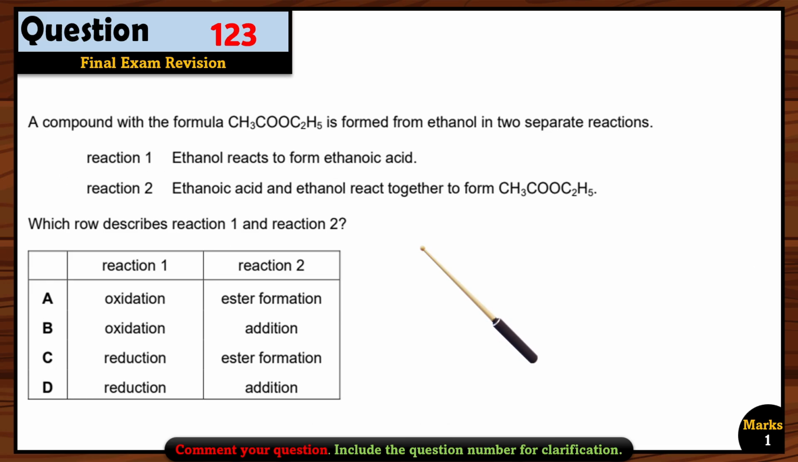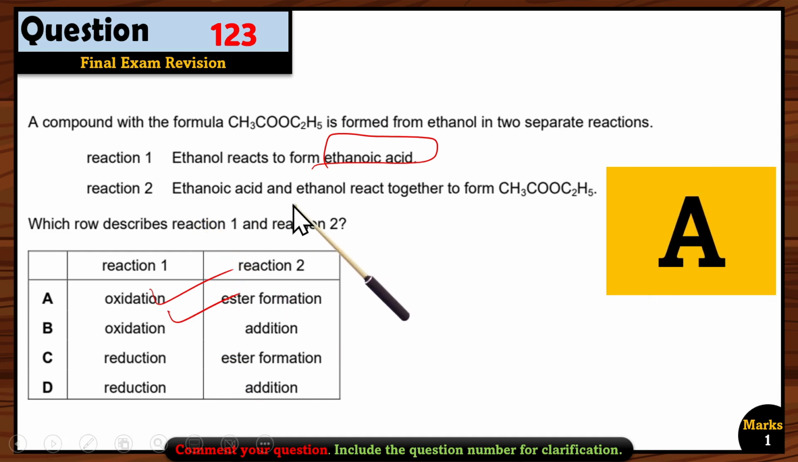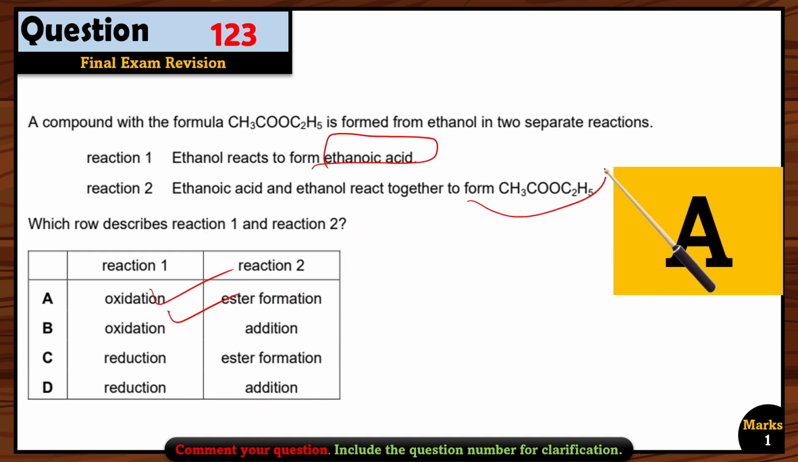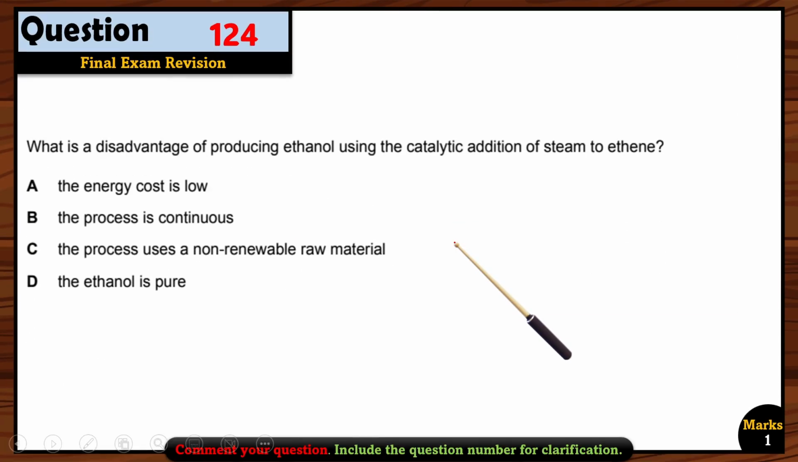Let's see 123. A compound with the formula CH3COOCH2CH3 is formed from ethanol in two separate reactions. Which row describes reactions 1 and 2? Ethanol reacts to form ethanoic acid, so it's only the process of oxidation. When ethanol reacts with monoatomic oxygen, it will produce ethanoic acid. So this is a process of oxidation. Ethanoic acid, when reacted with ethanol, gives you an ester. So this is the formation of an ester. So option A is the right option over here.